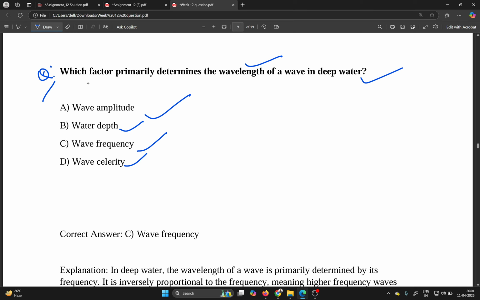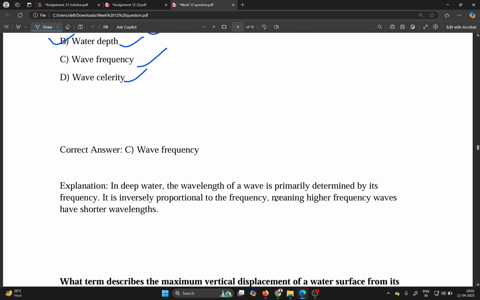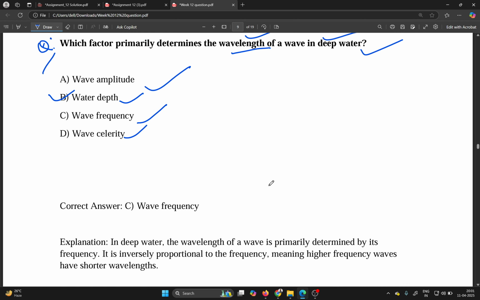Here you need to understand which factor primarily determines the wavelength of a deep water wave. So in deep water you are talking about the water depth, but here we are not talking about that. The answer will be wave frequency. Remember please. Answer will be wave frequency.